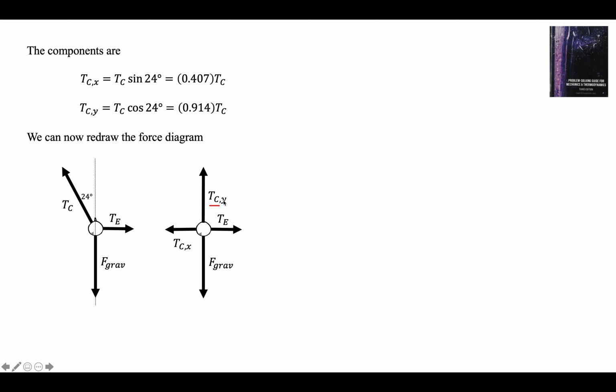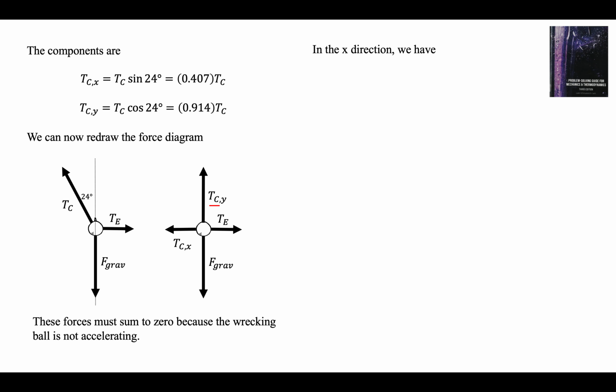This is Tc in the y direction. That's T from the cable in the x direction. Forces must sum to zero because the wrecking ball is not accelerating, so we just set the vertical forces equal to zero and the horizontal forces equal to zero. In the x direction, we have the tension from the excavator is the x component of the tension from the cable, which is Tc sine 24. That's the horizontal direction.